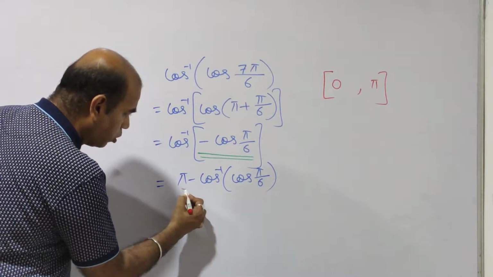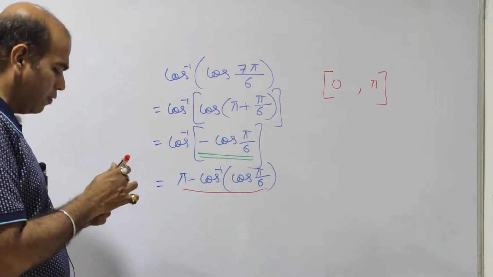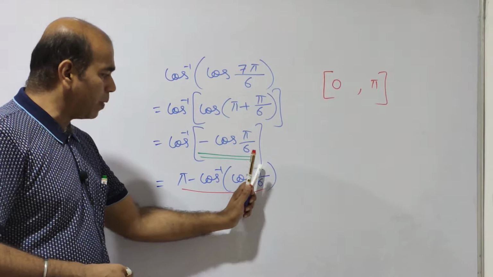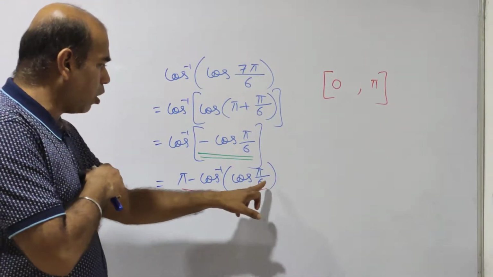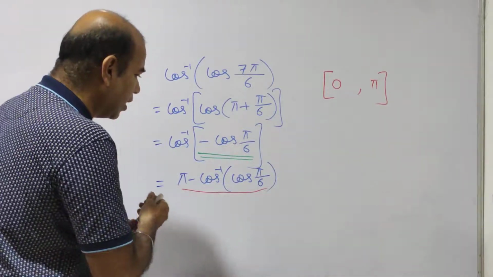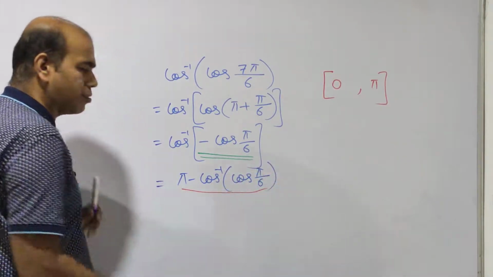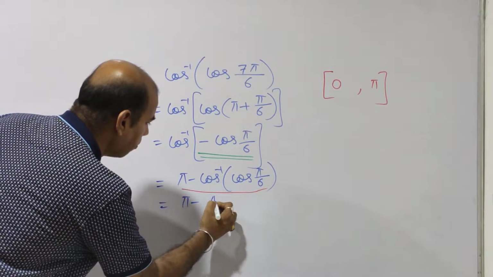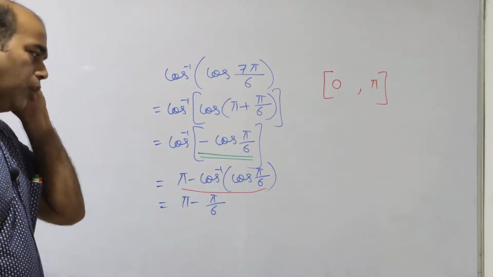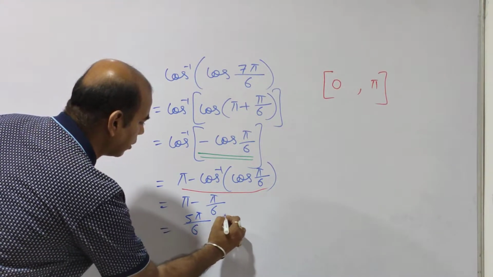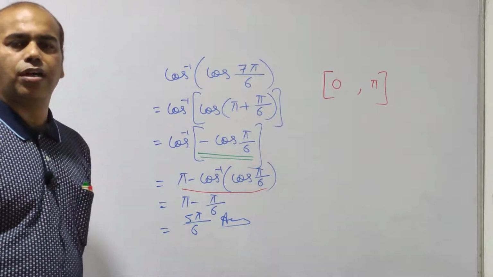Now I got pi minus cos inverse. Students, please take note of this step also. What I have written here is pi minus cos inverse cos pi by 6. Now this pi by 6 is in the range of cos, so I can easily remove cos inverse and cos. So it is pi minus pi by 6, which is 5 pi by 6. That is the answer, students.